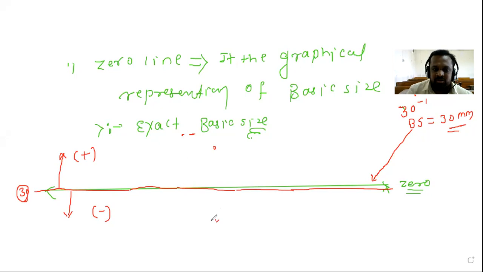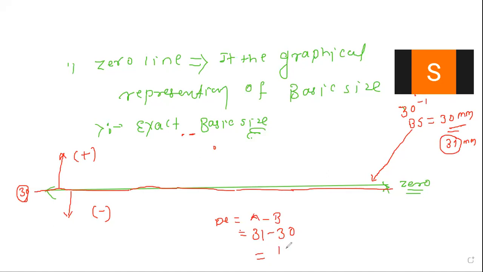Now tell me, if we have to find out again what is meant by the deviation. What is meant by the deviation? Deviation is nothing but the actual minus basic size. Okay, actual minus basic size. Suppose we are taking 31 as the actual size. Then what is the deviation? What is the actual? It is 31 mm, and what is the basic? It is 30. Then yes, it is 1 mm.